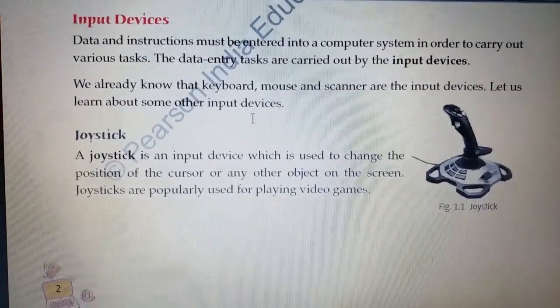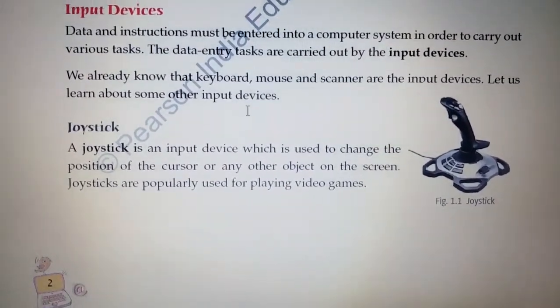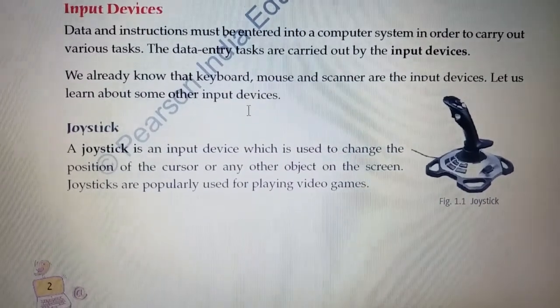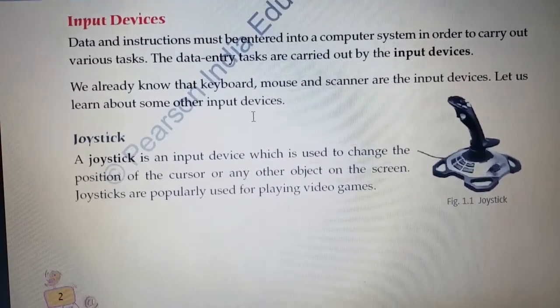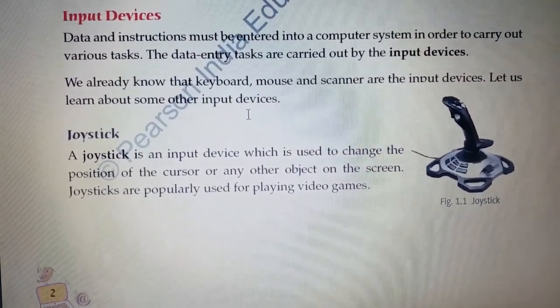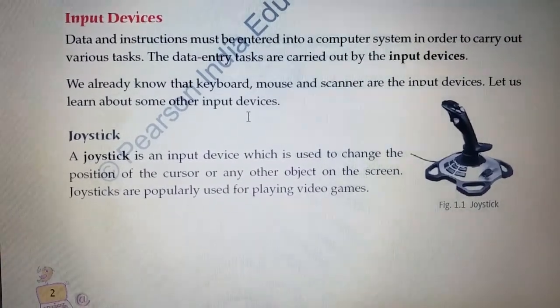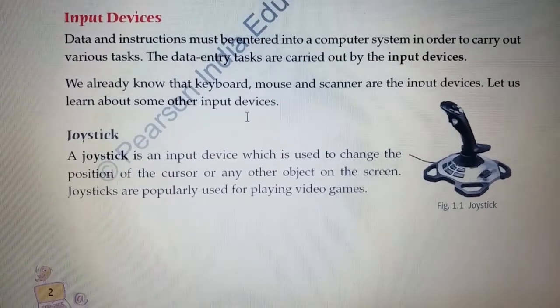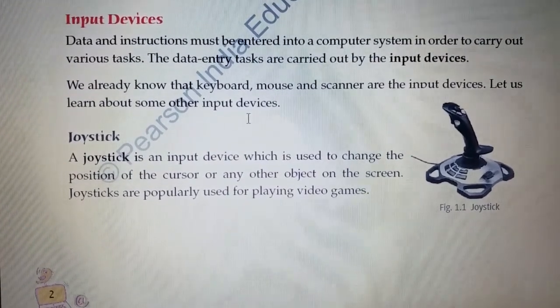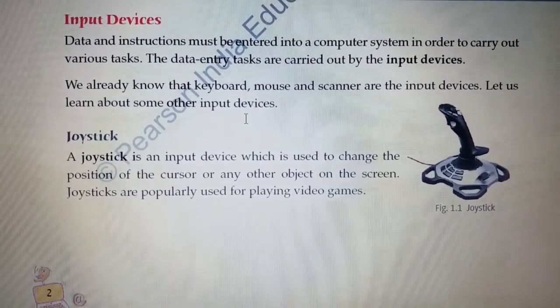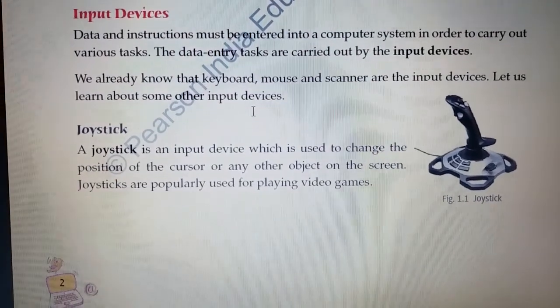Input devices. Data and instructions must be entered into a computer system in order to carry out various tasks. The data entry tasks are carried out by the input devices. We already discussed in the last class that keyboard, mouse and scanners are input devices. Let us learn more about input devices.